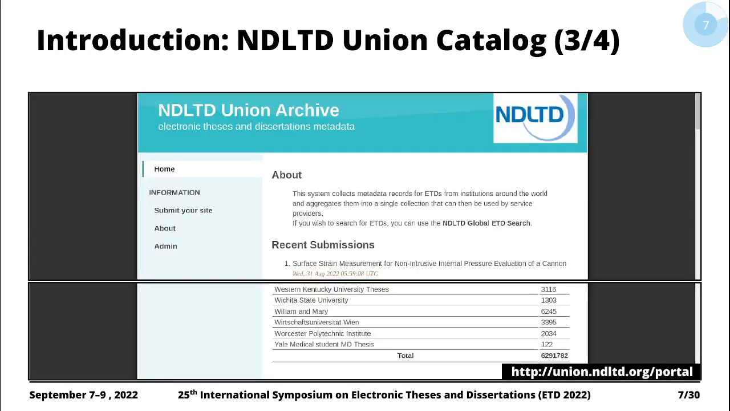And really, if you actually go to the landing page of the Union Catalog, you gain a sense of the distribution of metadata records that are harvested from these registered sites. So as of August 31st, there were a total of 6,291,782 metadata records that had been harvested by the Union Catalog. And really, you gain a sense of where or which collections or repositories these different records actually come from.